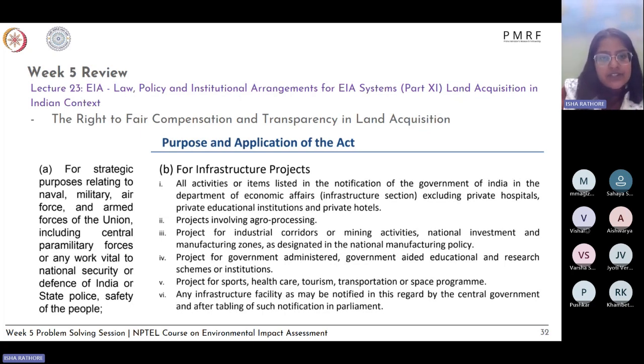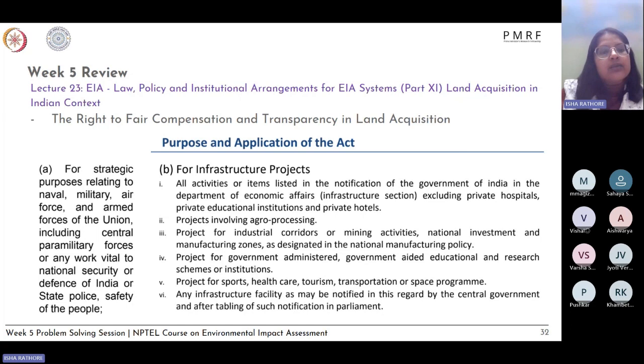The second is for infrastructure projects. This includes all activities or items listed in the notification of the Government of India and the Department of Economic Affairs, infrastructure section, excluding private hospitals, private educational institutions, and private hotels. Second is projects involving agro-processing. Third, projects for industrial corridors or mining activities, national investment and manufacturing zones as designated in the National Manufacturing Policy. Fourth is projects for government-administered, government-aided educational and research schemes or institutions. Fifth, projects for sports, healthcare, tourism, transportation, or space programs.